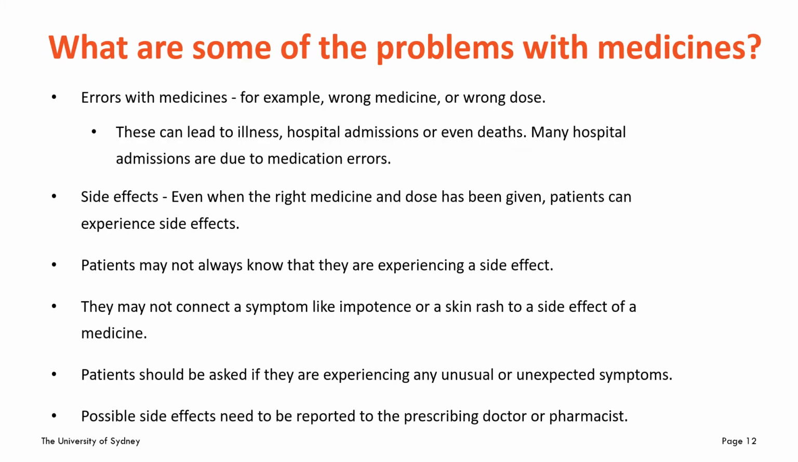What are some of the problems that people encounter with medicines? Well, one of the biggest issues is around errors with medicines, where the wrong medicine or the wrong dose has been provided, or the person takes the wrong medicine or a wrong dose. And this can lead to illness, hospital admissions, or even deaths. And in fact, many hospital admissions are due to medication errors.